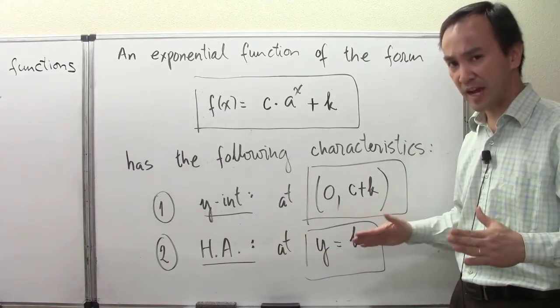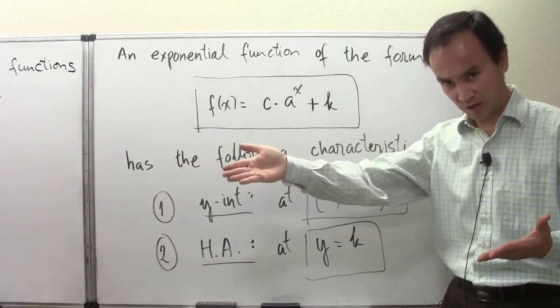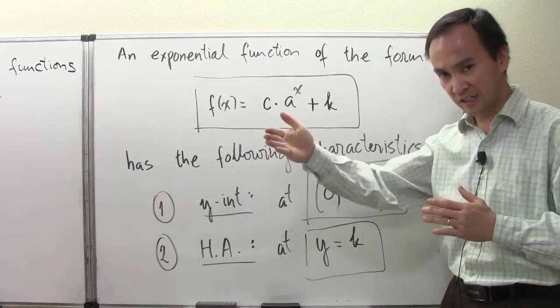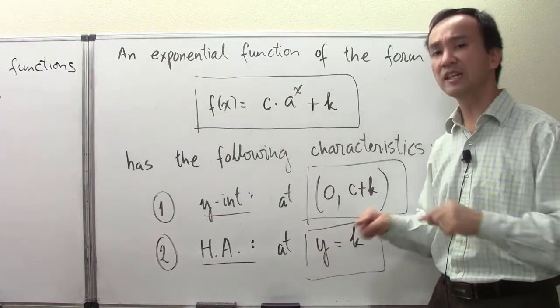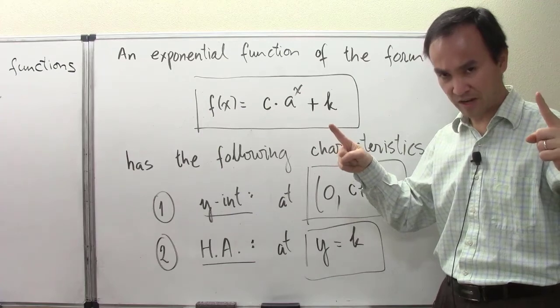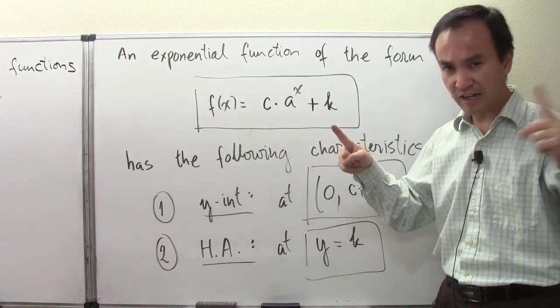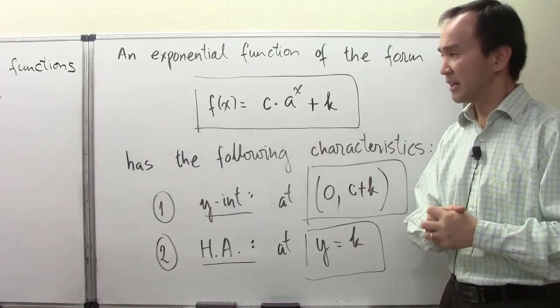I have explained this earlier as well in this part of the video lecture. But horizontal asymptotes, another way of saying it, refer to end behavior: the left end behavior and the right end behavior of a graph.